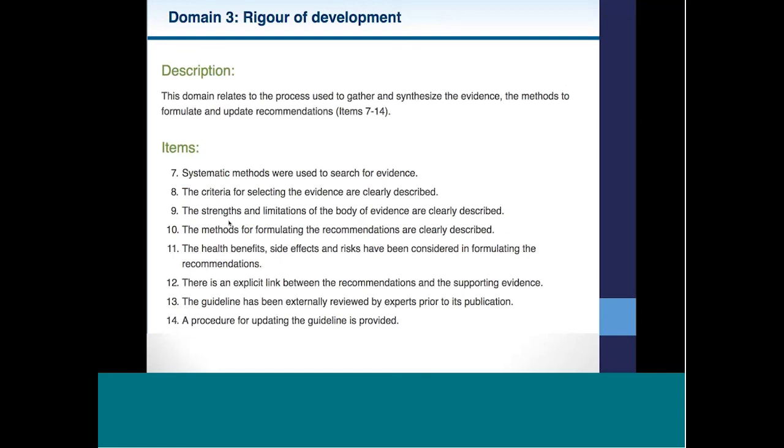The items, I'm going to go really quickly through them. First, that systematic methods were used to search for the evidence, clearly stated which databases were used, where the developers looked for the evidence, what the search strategy was, who did the search strategy, and what were the databases that were consulted. The 8th item is that the criteria for selecting the evidence are clearly described. So not only where to search, but also how the evidence was gathered and selected from the literature, the inclusion and exclusion criteria.